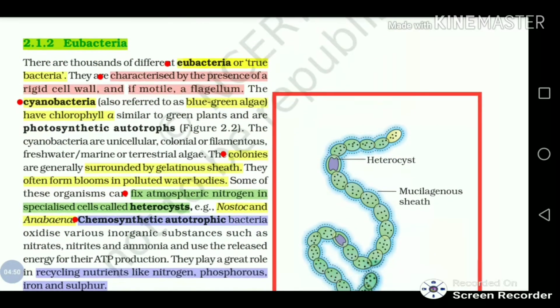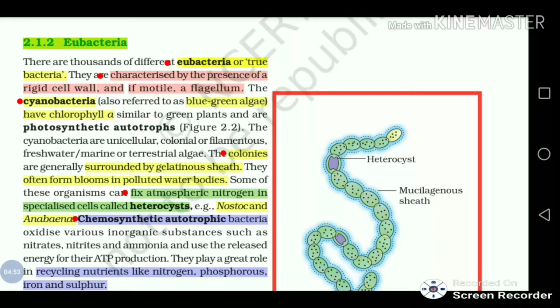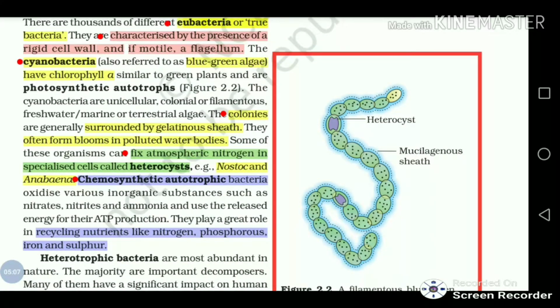Moving on to the second group of Monera, that is the Eubacteria. Eubacteria are also called the true bacteria, and these are characterized by the presence of a rigid cell wall and, if motile, a flagellum. The Cyanobacteria come under Eubacteria.